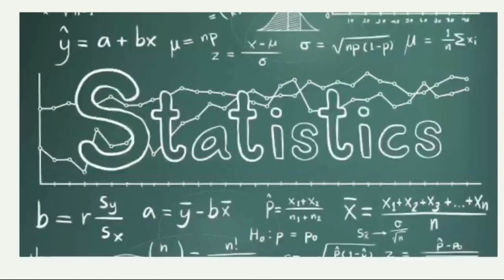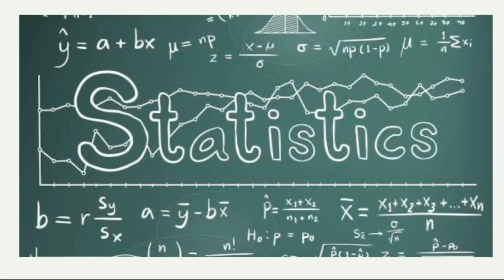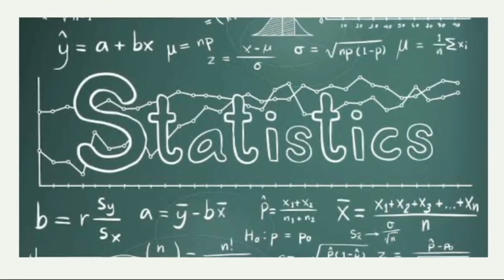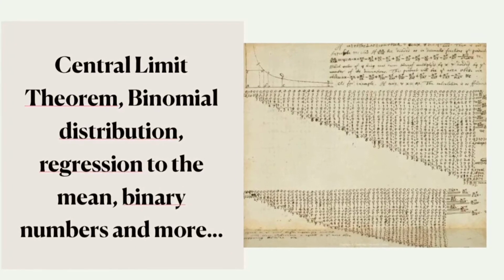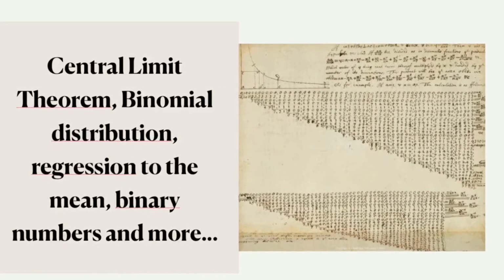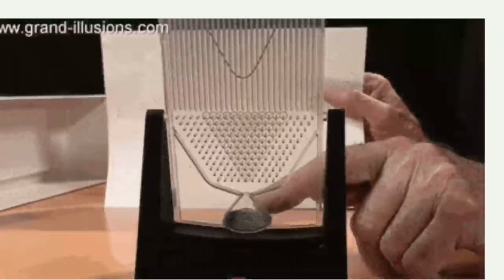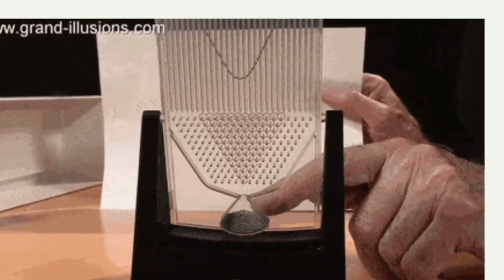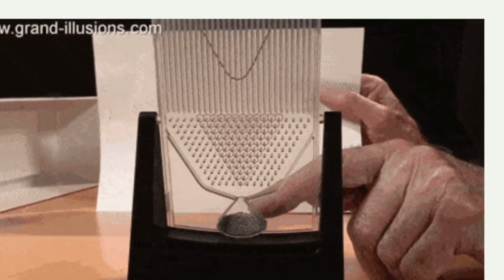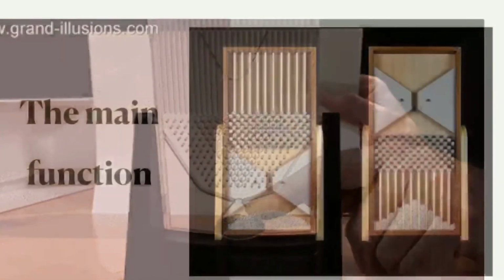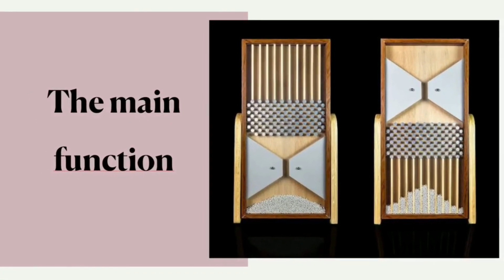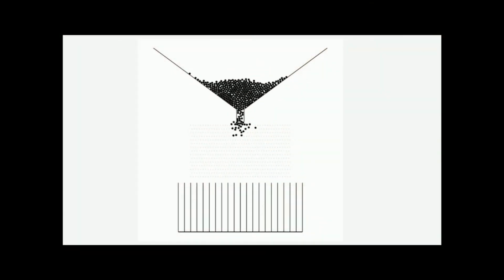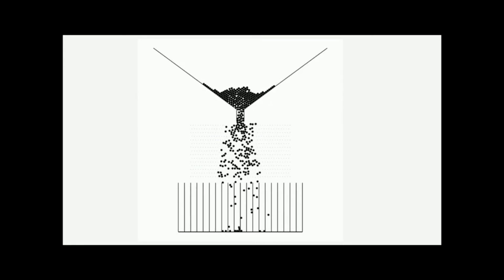The Galton machine involves many mathematical and statistical concepts, including the normal distribution, the central limit theorem, the binomial distribution, regression to the mean, binary numbers, and more. Francis Galton referred to this as the law of unreason. The main function of the Galton machine is to demonstrate the central limit theorem. This device also brings to life the statistical concept of normal distribution.